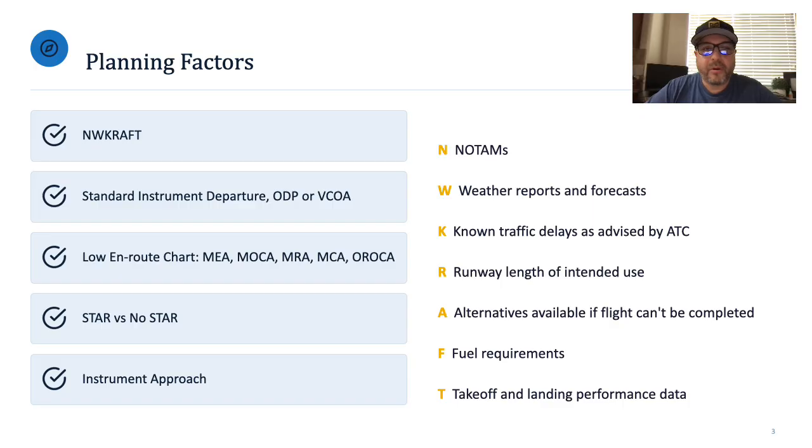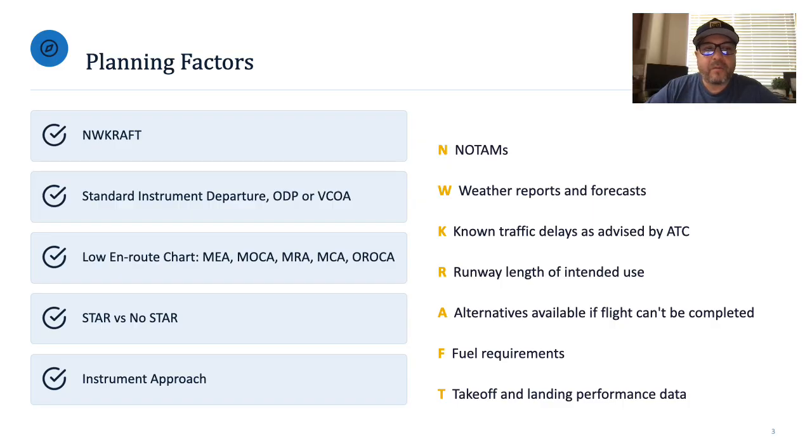So we're going to review NOTAMs, any kind of weather and forecasts, known traffic delays advised by ATC, runway lengths of intended use, so that's departing and arrival airports, alternatives available if the flight can't be completed, so other airports that we keep in mind, fuel requirements, and then we're going to calculate our takeoff and landing performance data. So when we go through that, we check all those boxes and make sure that we're good to go.